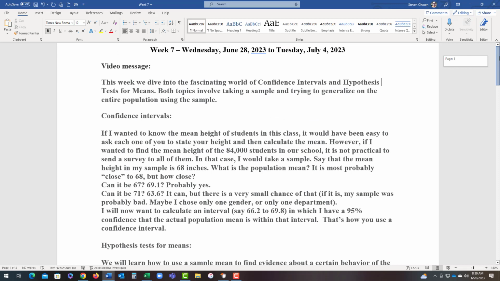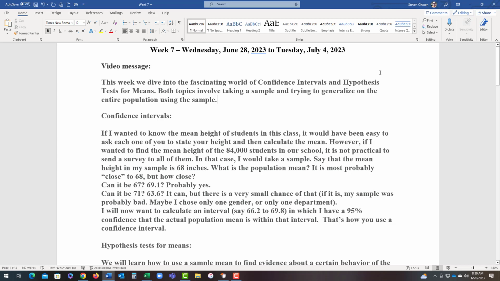Alright, this week we're going to be going into confidence intervals and hypothesis tests for the mean. This is, in my opinion, where statistics gets really exciting, because now we want to see if what we are testing for works, and that we have confidence that data will fall within a certain range.